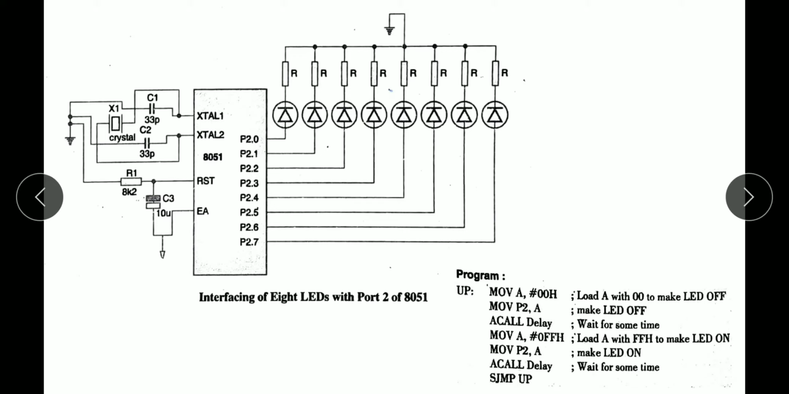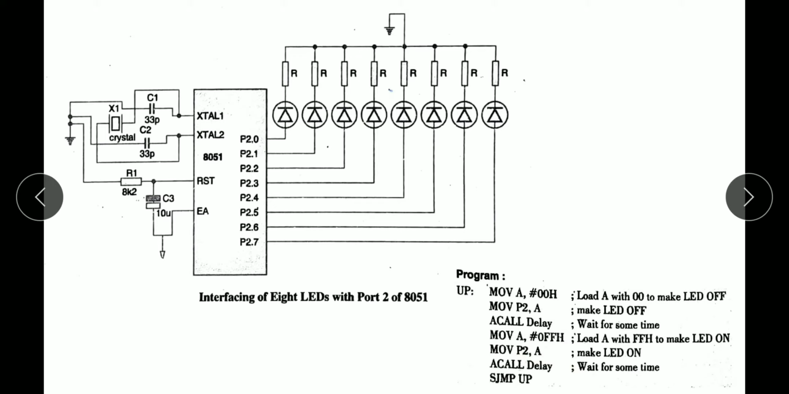Then we have to move it into port 2, so we write the next instruction, MOV P2, A. So the FF value is copied into port 2, and all the LEDs are on here because P2 gets the value FFH. After that, again we call a delay because we have to glow the LEDs for some time. ACALL is nothing but the absolute call. This instruction jumps to the delay program present in the program.